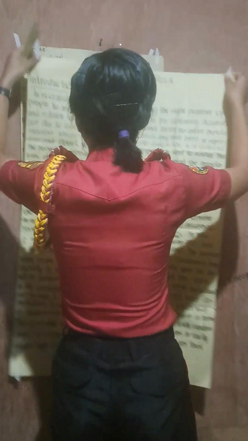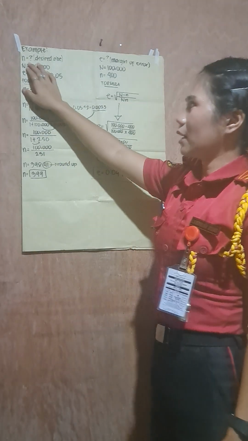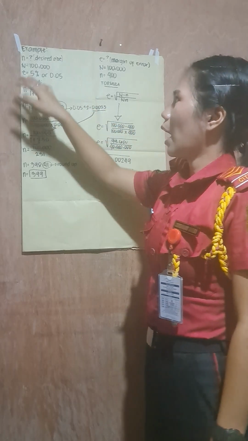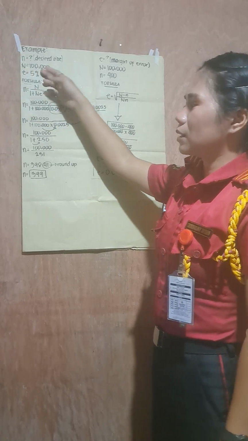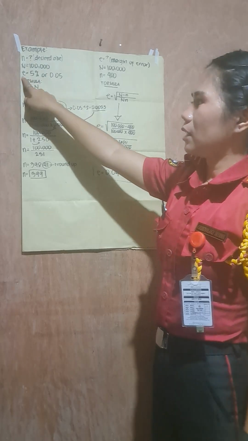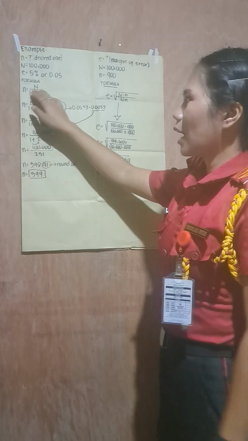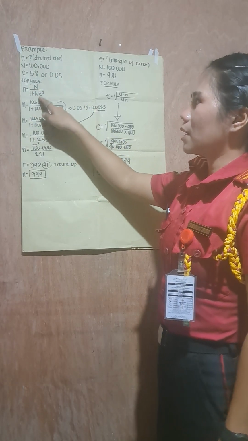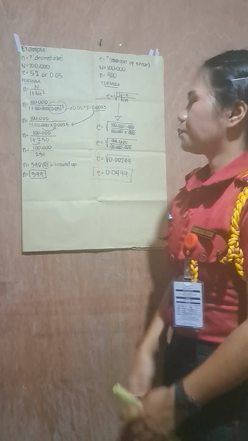So, this is how Slovin's formula is used or pag-solve. So, di ba, ang n is ang desired size. Then, ang N is total of population, for example 100,000. E is ang margin of error, 5%. So the formula: n equals big letter N divided by 1 plus N times margin of error squared.